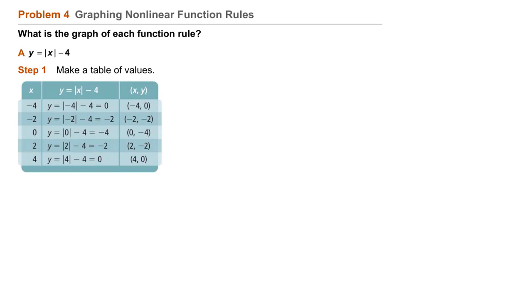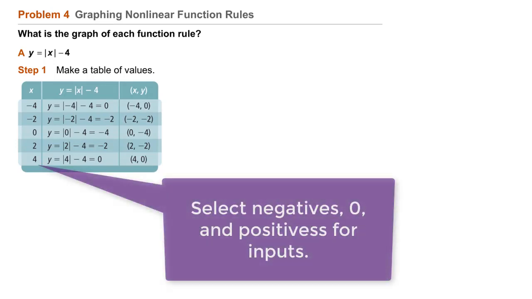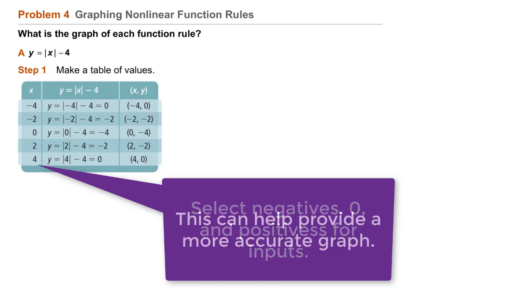We'll select some inputs. A rule of thumb when selecting input values for your table of values is to always select at least 2 negatives, 2 positives, and 0, so that you can identify any behavior in the graph both to the left of 0 on the x-axis and to the right.